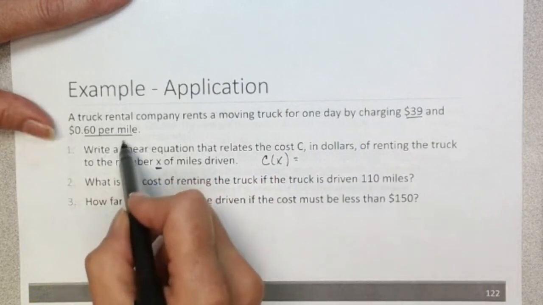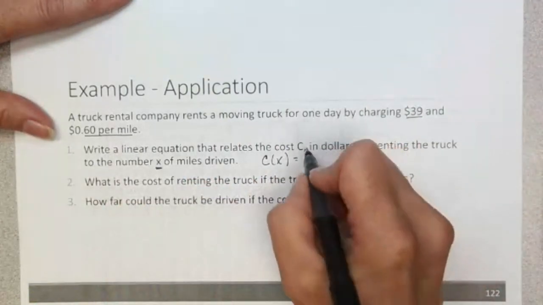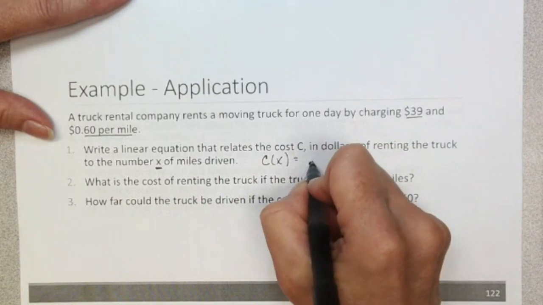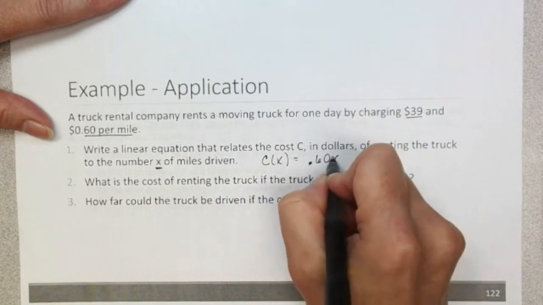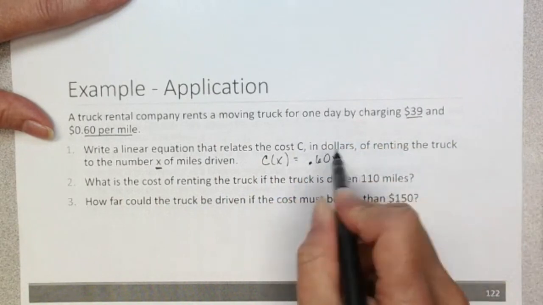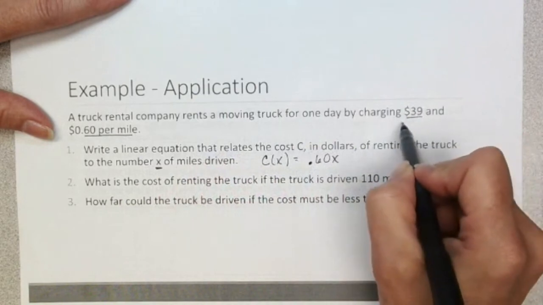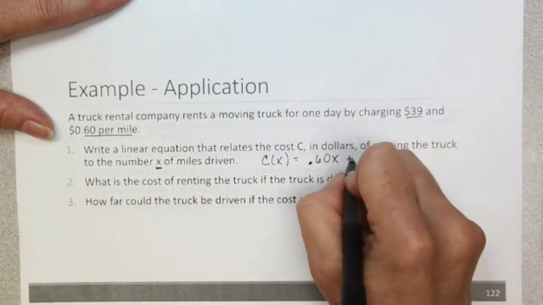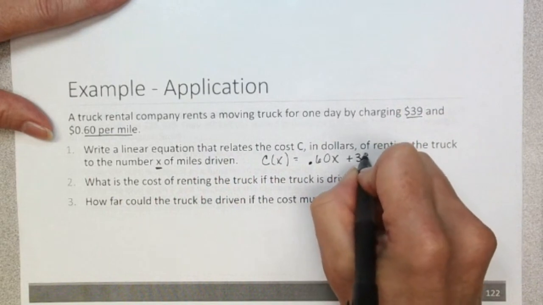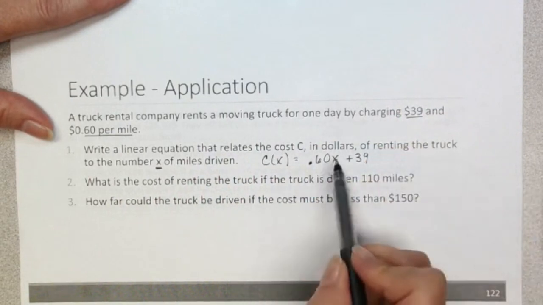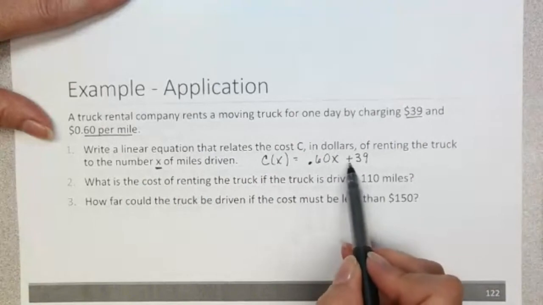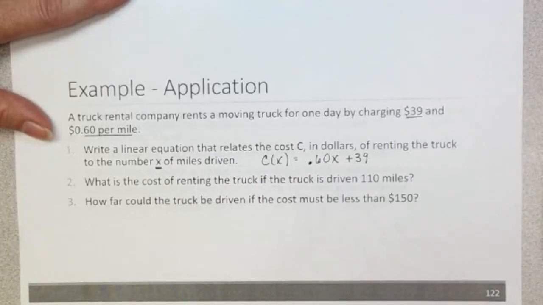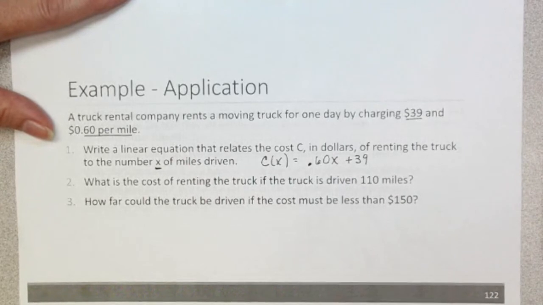Well, I have to pay 60 cents per mile, and X is the number of miles driven, right? So cost will definitely be 0.60X, 60 cents times the number of miles driven. But I also have this fixed charge of $39. I've got that $39 that I have to pay even if I don't drive that truck. So my cost function here is going to be 0.60X plus the $39 initial fee.